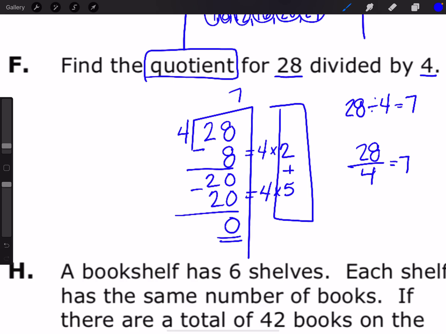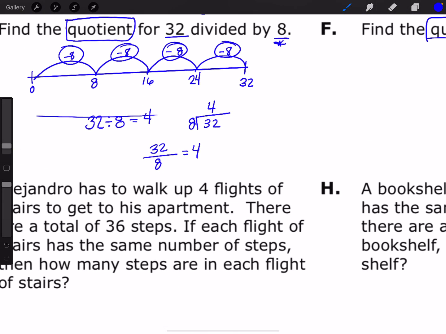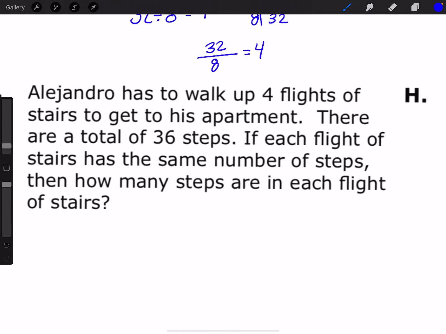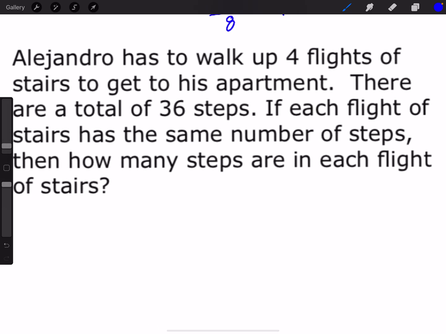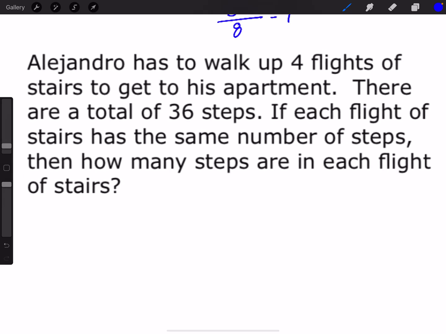Okay. On toward the word problems. Okay. Alejandro has to walk up 4 flights of stairs to get to his apartment. There are a total of 36 steps. If each flight of stairs has the same number of steps, then how many steps are in each flight of stairs? Let's look at what we know.